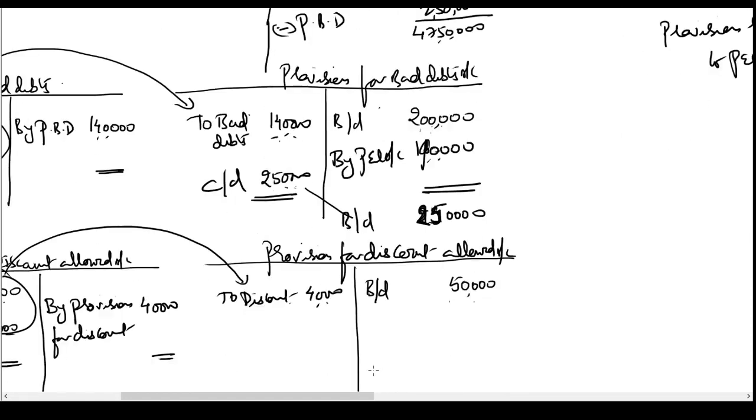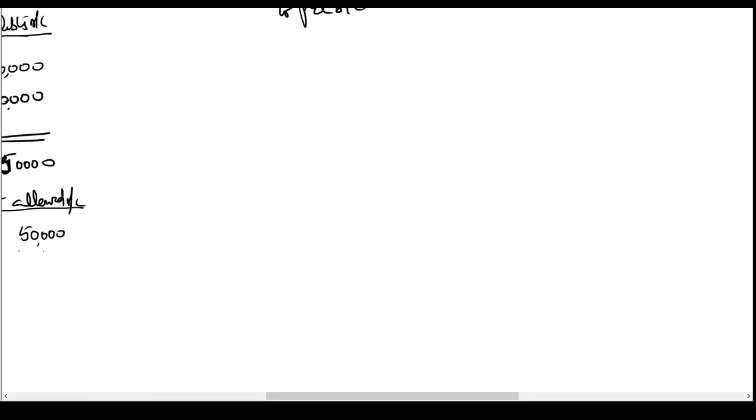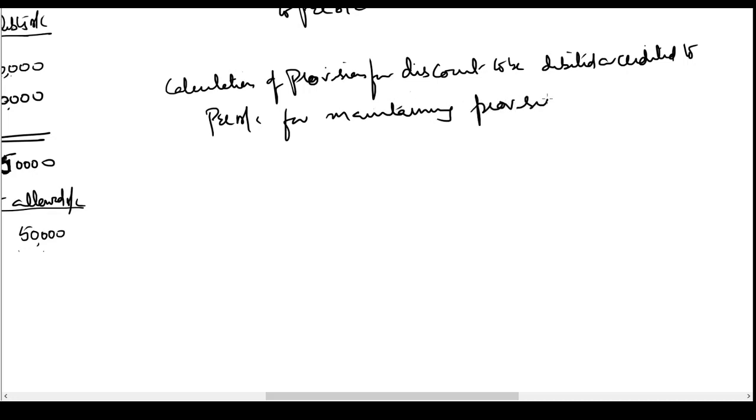Now we have to maintain a provision for discount as well at the rate of 2% on debtors. Let us prepare that working note as well. Calculation of provision for discount to be debited or credited to P&L account for maintaining provision for discount.